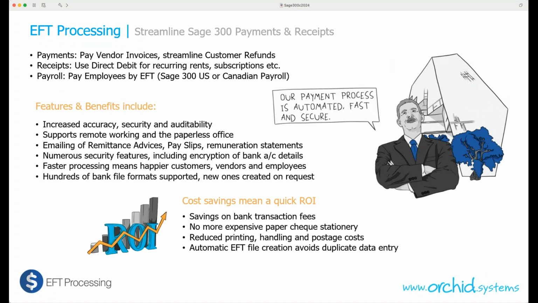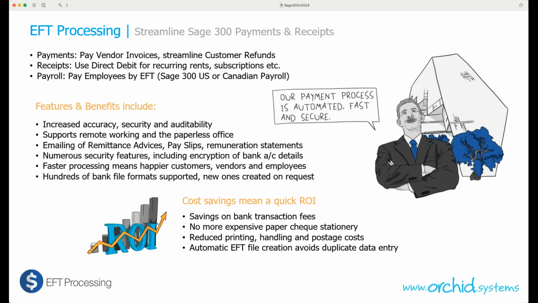EFT processing allows you to streamline your Sage 300 payments and receipts. For your vendors, you are able to pay vendor invoices and also do customer refunds if you need that sort of processing. And for your receipts, you can create direct debit files for your bank. This is really good for all those recurring types of invoices like rent or subscriptions.